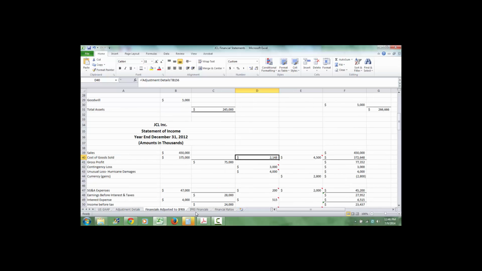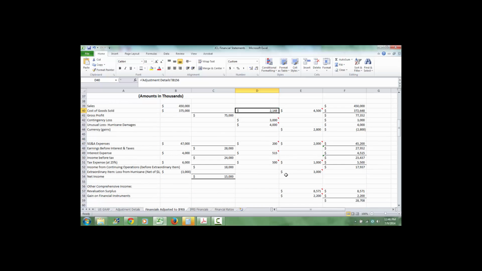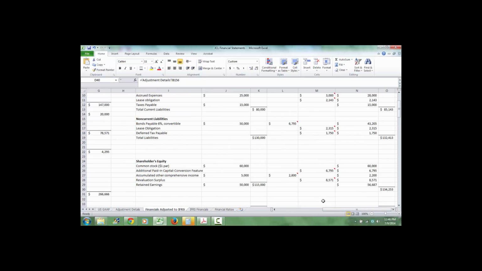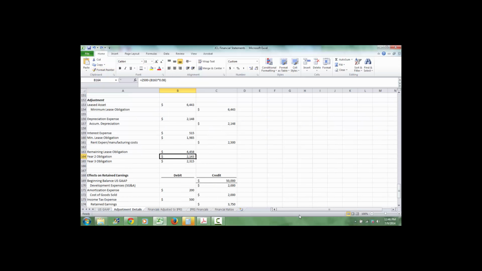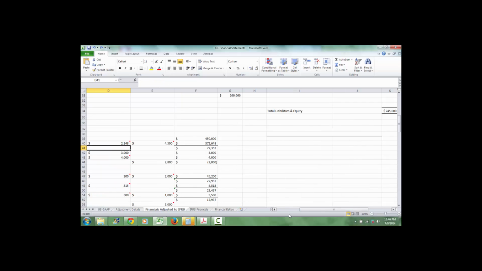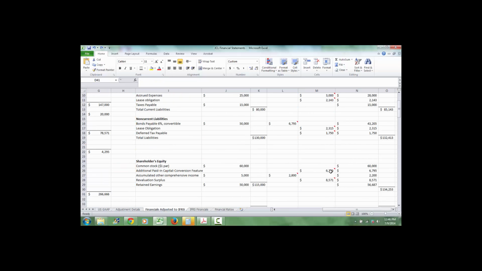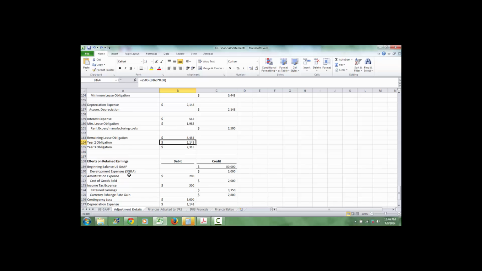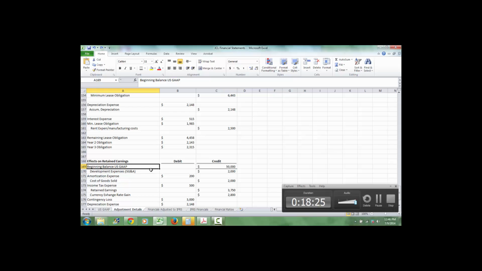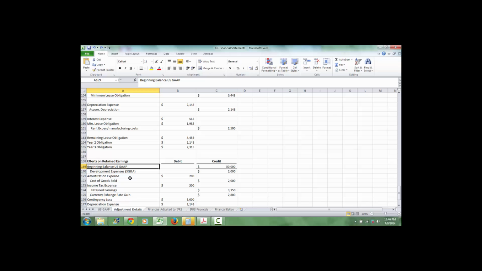So when I go back to the lease obligation on the financial statements, I'm going to go back over here, and I have non-current lease obligation and current lease obligation. Now, my final thing is to run through the effects on retained earnings from these adjustments.